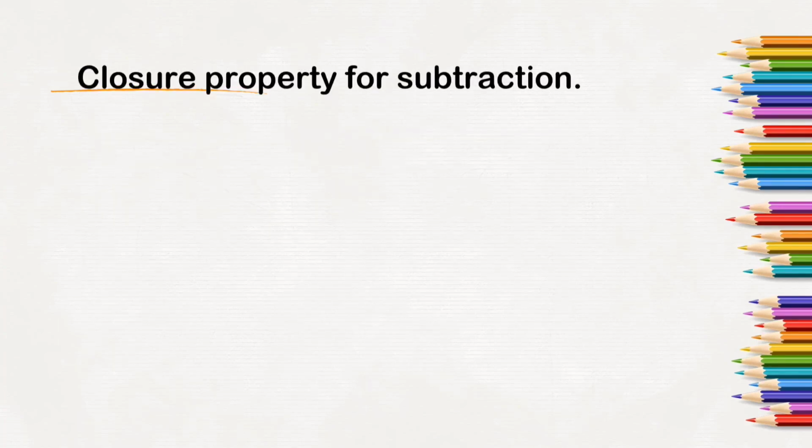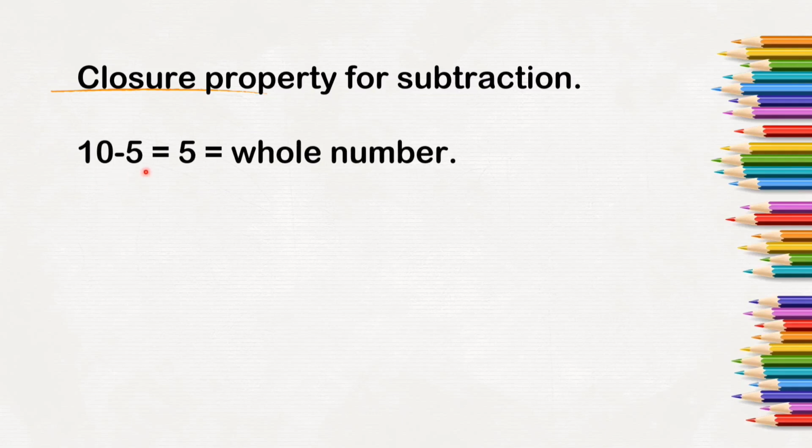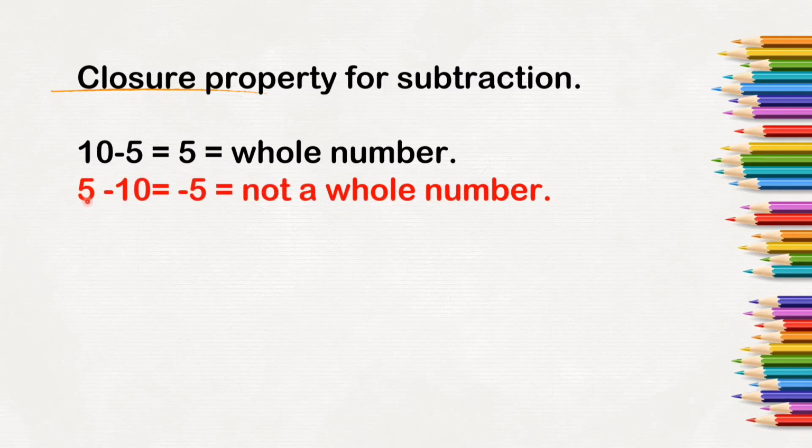Next, closure property for subtraction. Look at an example here. 10 minus 5. 10 is a whole number. 5 is also a whole number. And the result, the difference of 10 and 5, is also a whole number. But when you subtract 5 minus 10, you will get a negative number as the difference. But negative numbers are not whole numbers, right? We have already learned. So, it is not a whole number.